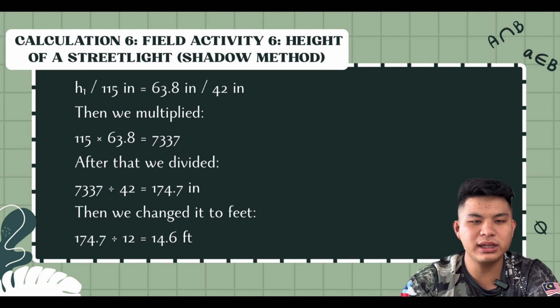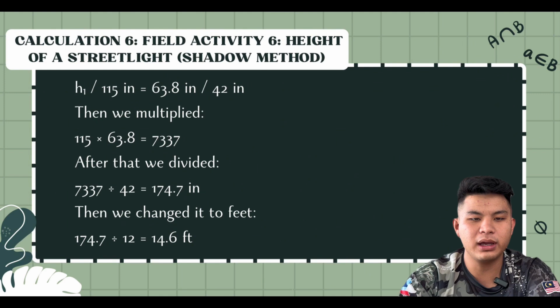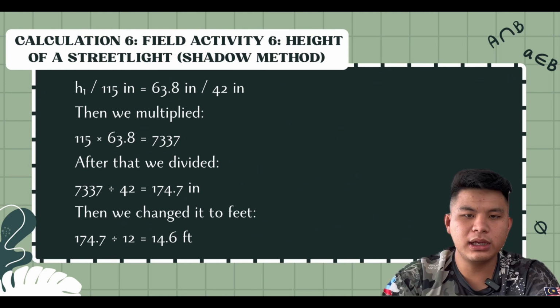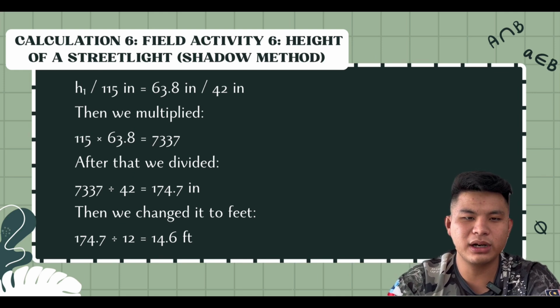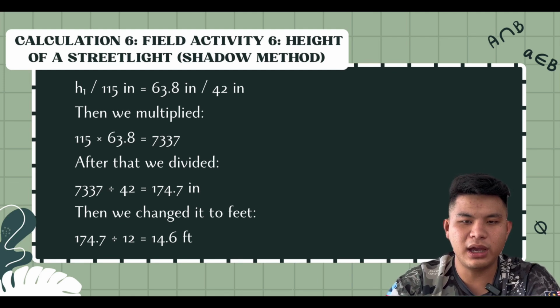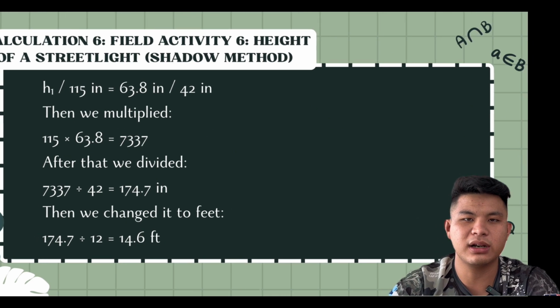Finally, we convert inches to feet. 174.7 divided by 12 equals 14.6 feet. These activities show how trigonometry allows us to measure tall objects safely and accurately just by using shadows and ratios. That's all.